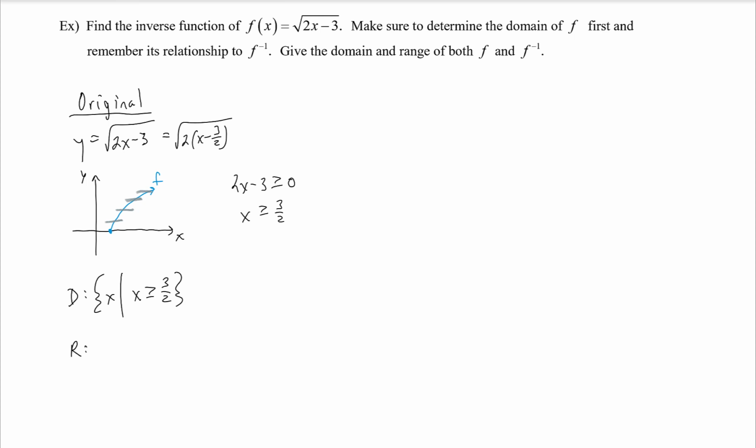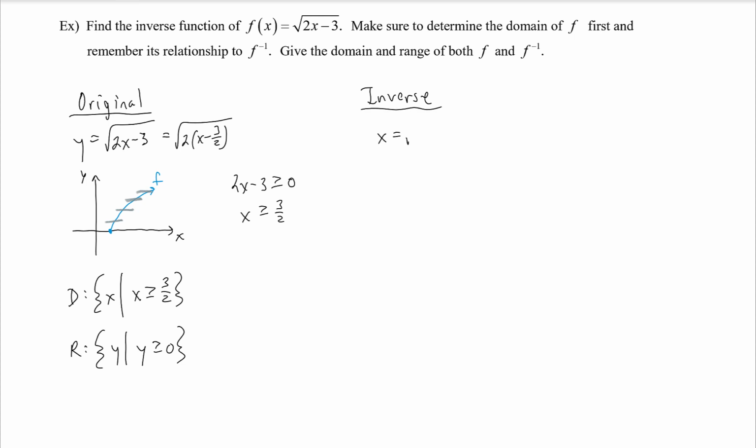The original range, well, y is simply the output of a principal square root. And the output of a principal square root is always a non-negative number. So y has to be greater than or equal to 0. So when I go to find the inverse, let's go find the inverse.